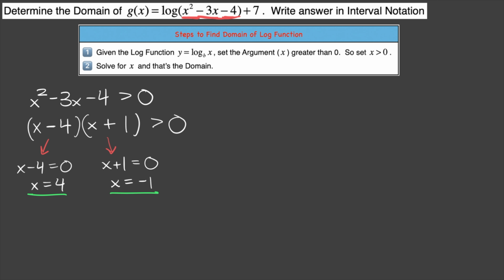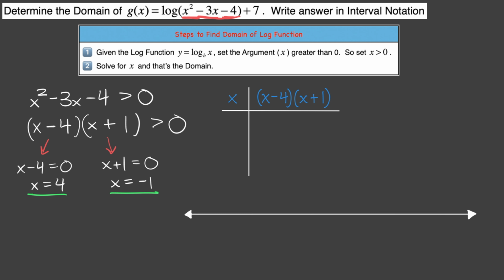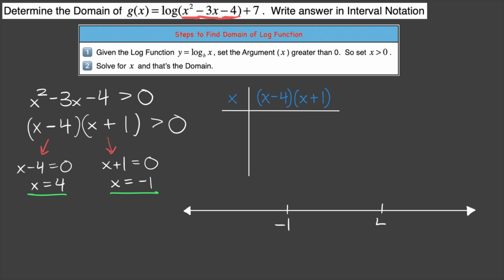So now we're going to do a chart, and we're going to plug in values in each of the intervals. So let's set up our number line here. Now, really important, whenever you set up a number line to solve one of these inequalities, you only want to put the critical values on the number line. It's tempting to add like 0, but you don't want to add 0 on the number line, just the critical values. So we're going to put negative 1 and 4 on our number line here. And then we're going to plug in a value in each of these intervals.